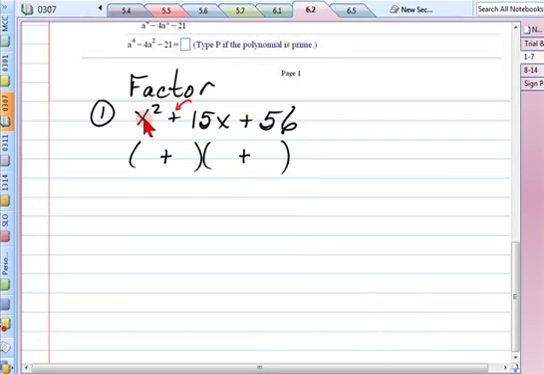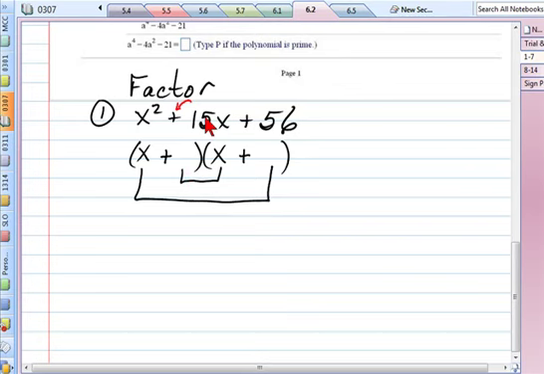Okay. Now, you have to be thinking about FOIL. To get an x squared, what would have to be in the first positions? X. X times x. So that part's easy. Now, to get a 56, the last position here times the last position here have to multiply together to give us 56. But there's more to think about, because not only do they have to multiply to give you 56, but the inners and outers have to add up to be 15. So there's 2 things to happen. Blank times blank has to be 56, but blank plus blank have to add up to be 15.